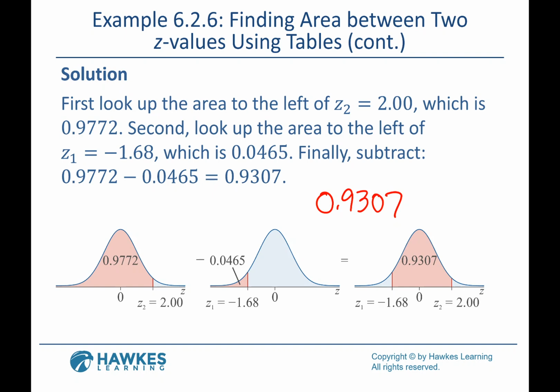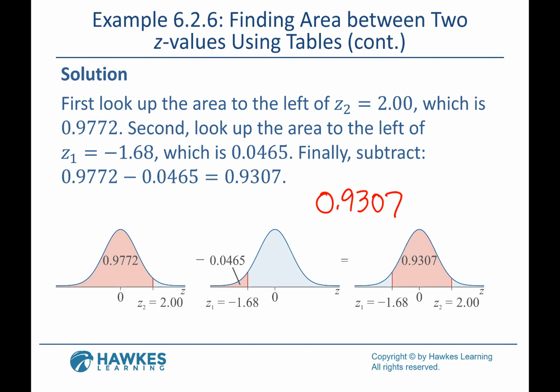So here's our review as we go. Area to the left, you just look that z-value up. Area to the right, you either do the complement rule, subtract it from 1, or you look up the opposite. And area between two z-values, you look up both the z-values, subtract the areas, and your answer's got to be positive. So either remember you got to put the big one first, or that just your answer has to be positive.